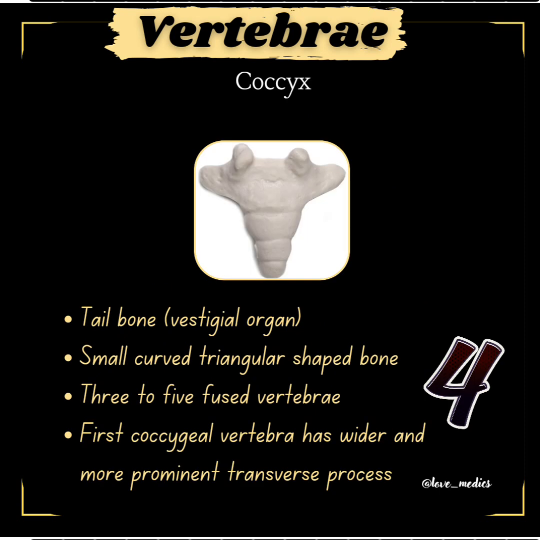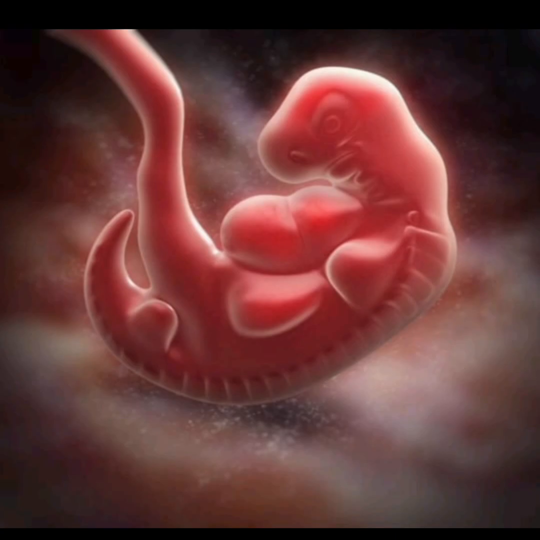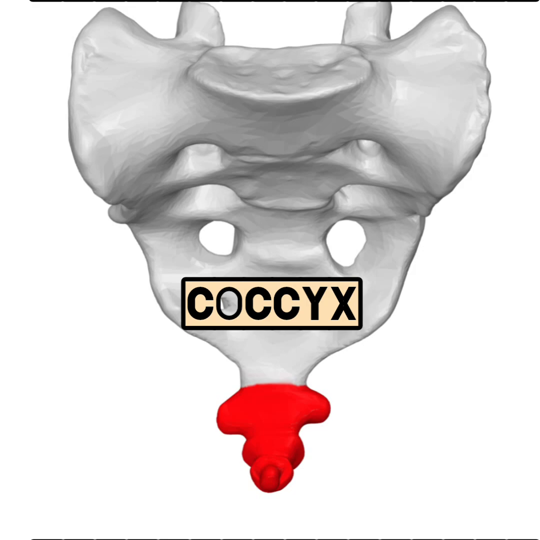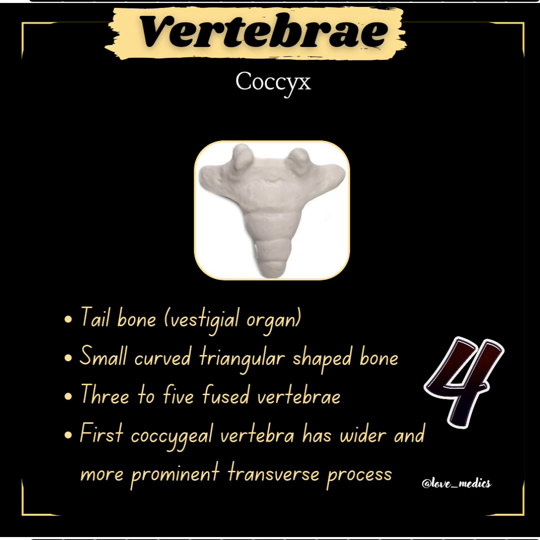Next, coccyx. It is also called the tailbone. It is a vestigial organ. In humans, it develops as a tail and it disappears at the 8th week. And finally, the tail grows as the coccyx. It is a small curved triangular shaped bone. 3 to 5 vertebrae fuse and form the coccygeal bone.